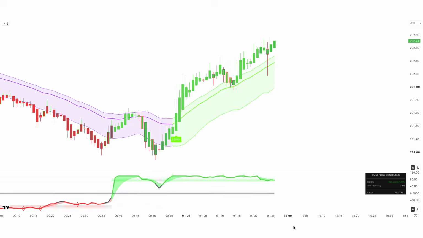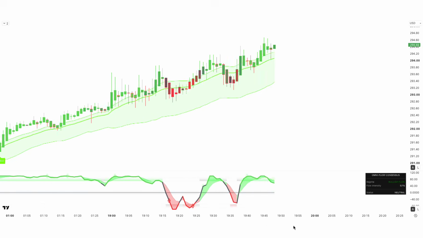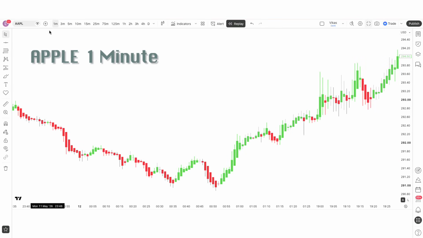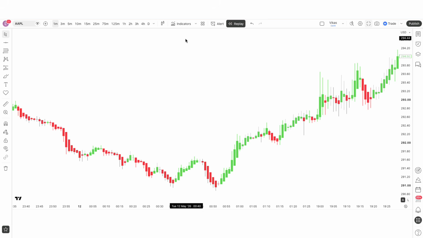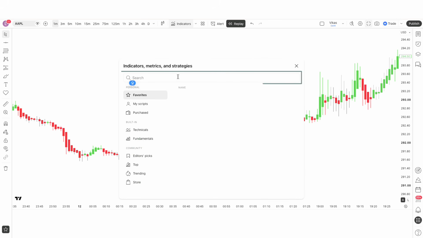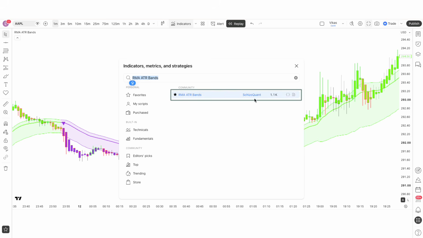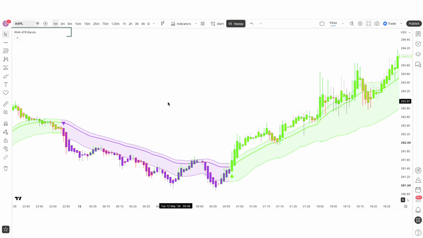Now we tell you how we want to trade. Let's start the video. We open the Apple 1-minute chart, and don't sweat the time frame either. Next, you'll want to find those magic indicators. Head over to the Indicators tab and search for the RMA ATR Bands. Select the indicator made by SchizoQuant and add it to the chart.